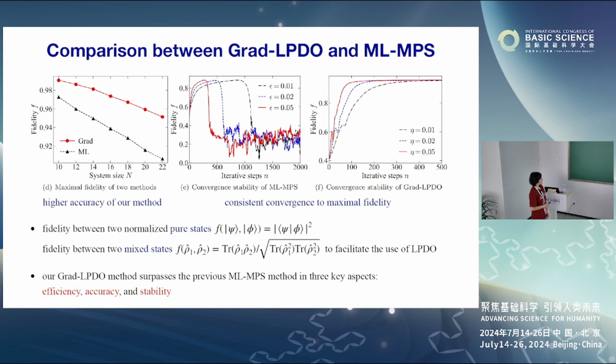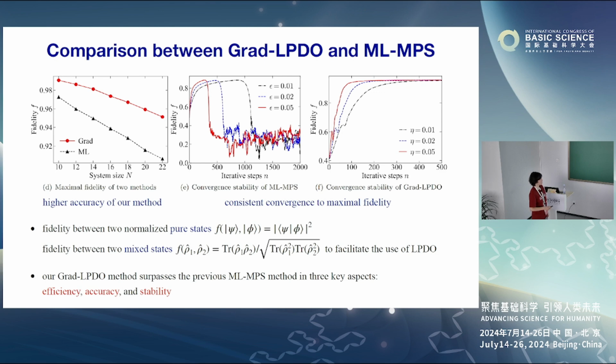We can also compare the maximum fidelity we can achieve. This figure shows the maximum fidelity of the two methods. The red line is our method, and it is higher than the previous method. And this figure shows the convergence stability. If you use the previous method, it goes up, then goes down.